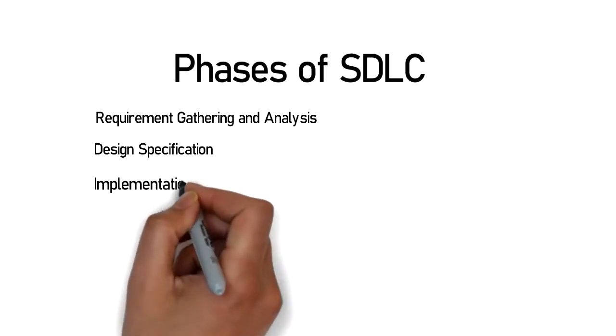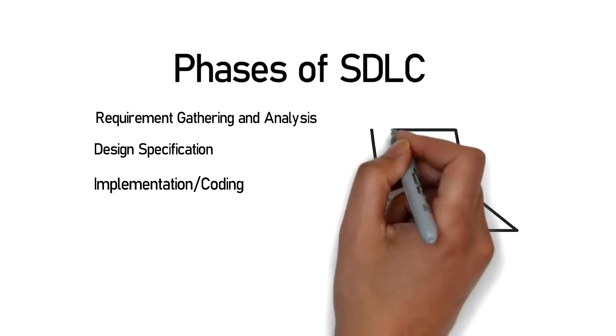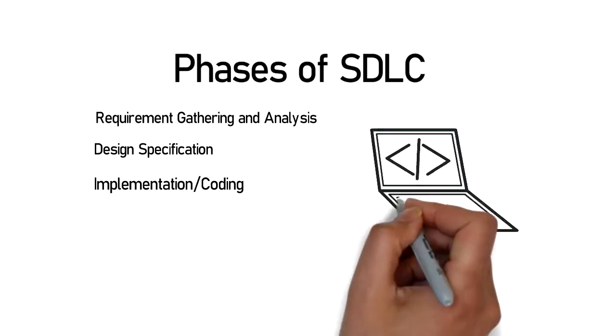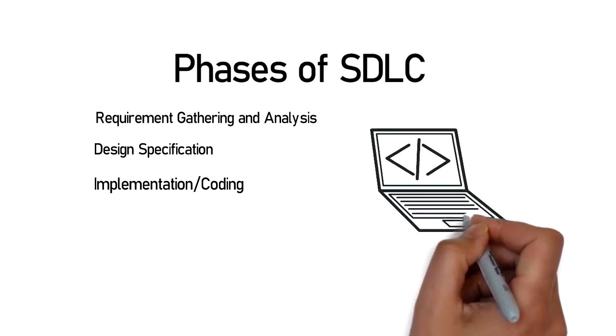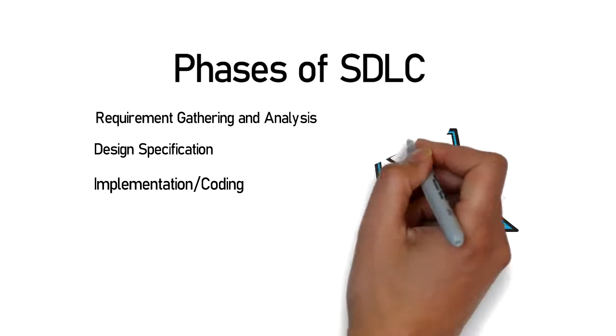In the implementation or the coding phase, the actual development is done. The development team writes code using different languages and platforms depending on the requirement of the project.